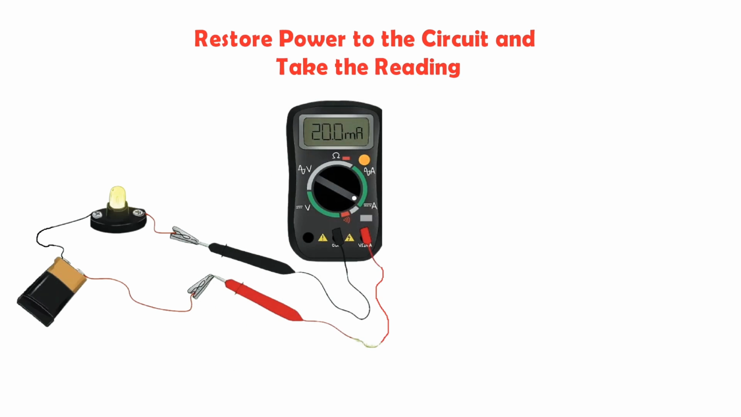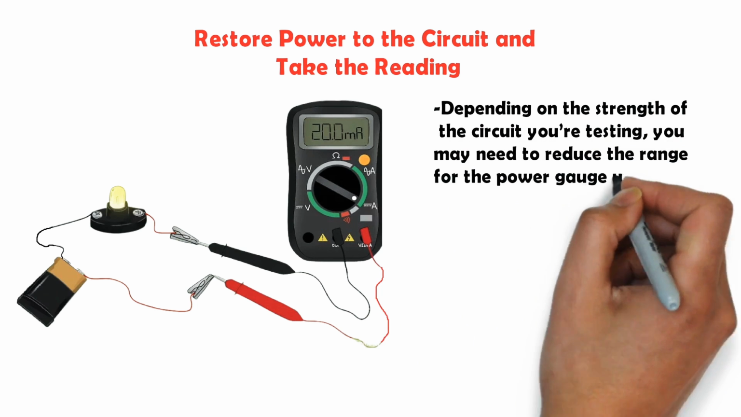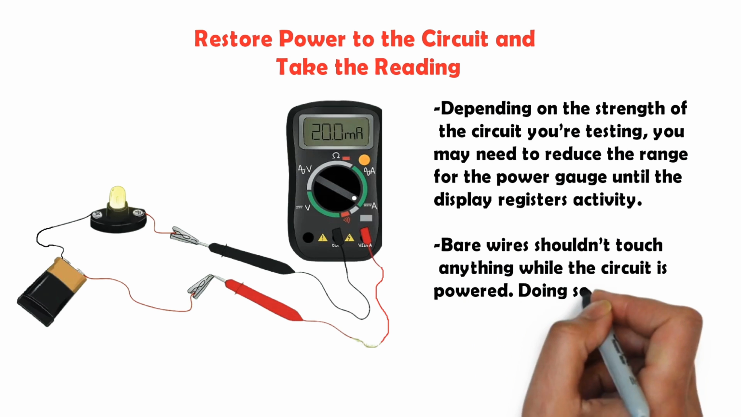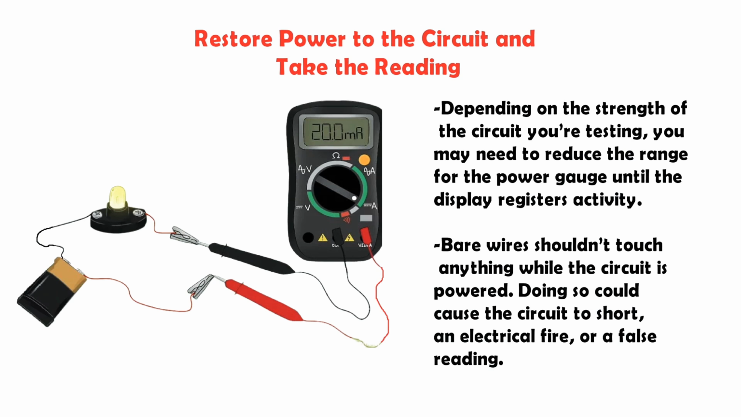Then the next thing is restoring the power to the circuit and taking the reading. Switch the power source back on or reinsert the batteries for the circuit. Electricity will now pass through the meter, causing it to display the amperage of the current. Depending on the strength of the circuit you're testing, you may need to reduce the range for the power gauge until the display registers activity. Bare wires shouldn't touch anything while the circuit is powered. Doing so could cause the circuit to short, an electrical fire, or a false reading.